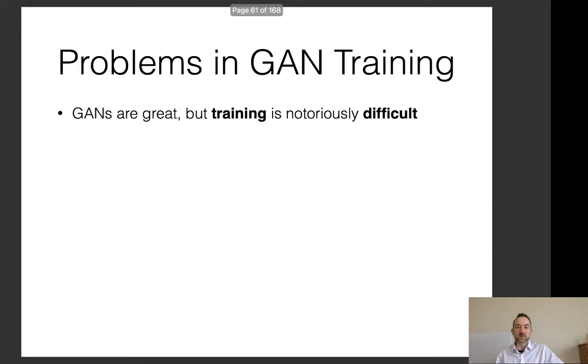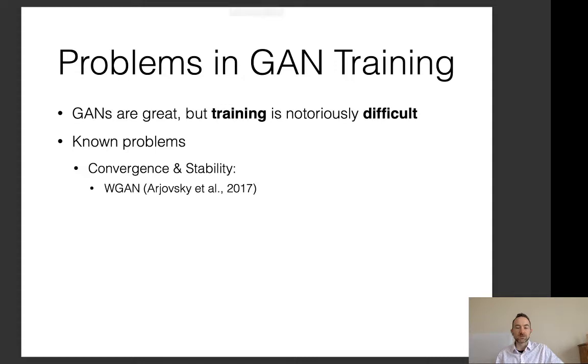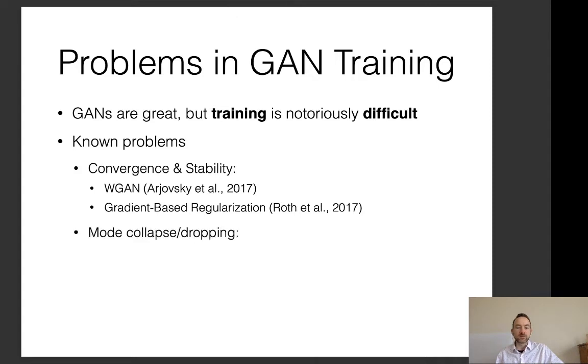However, there are a number of problems in GAN training. So they're great conceptually, but training is notoriously difficult. And there are known problems on convergence and stability. There are solutions to this like the Wasserstein GAN or gradient-based regularization. There's also things like mode collapse.